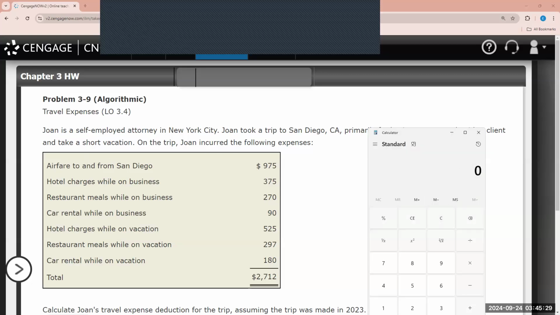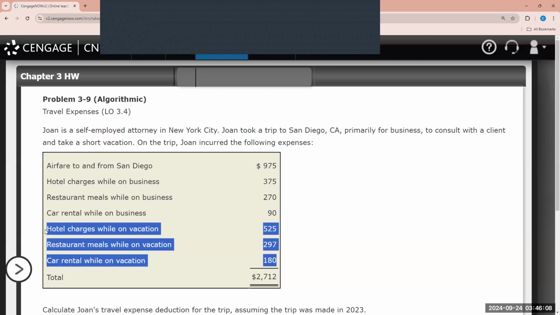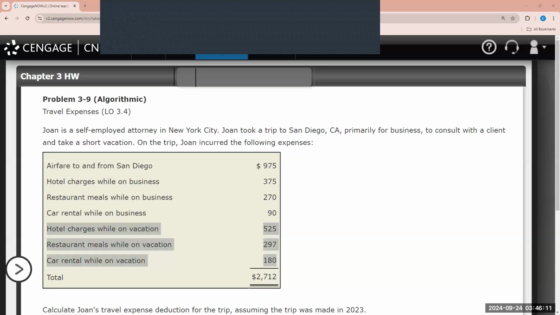Airfare to and from San Diego, in this case $975, that is considered deductible. Next, we have our hotel charges while on business, $375, that is considered deductible. Next, we have restaurant meals while on business. So we know that meals are considered 50% deductible. So that's something for us to keep in mind. So we can see clearly here, hotel charges while on vacation, restaurant meals while on vacation, car rental while on vacation. These last 3 expenses are not considered deductible. These are related to vacation.